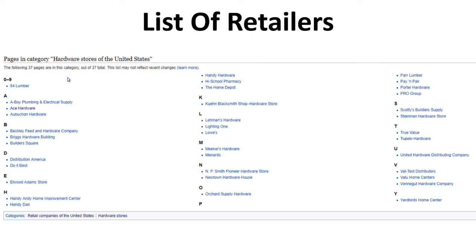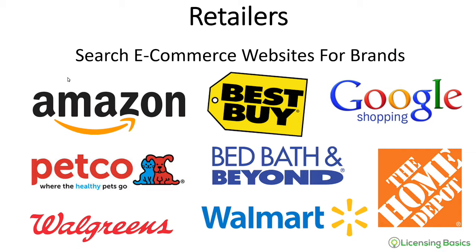So here's what we found. We found a list of retailers on Wikipedia, and this is a whole big list of a bunch of retailers that sell hardware products. Okay. Now, just to be clear, the retailers are not who our licensees are. Okay, but it's a good place to start this process of finding the licensees.